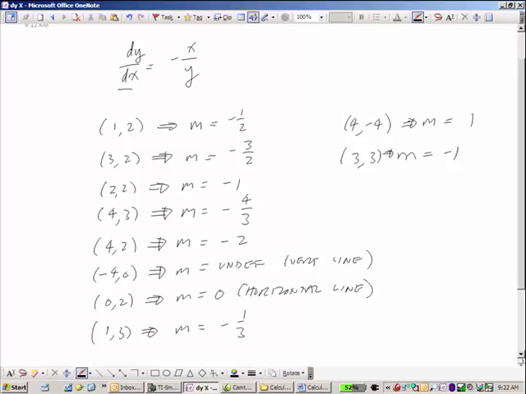As a matter of fact, this looks a lot like Katie Rumor's, right? 2, 2 gave us a slope of -1. 3, 3 gave us a slope of -1. Any same coordinate like 1, 1, 5, 5, -1, -1 is going to give us a slope of -1. All right, Sam?